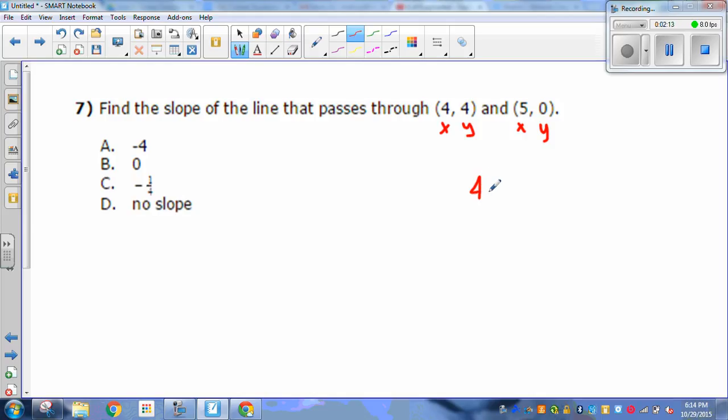4 minus 0. 4 minus 0 is 4. Let's take the difference of the x's. 4 and 5, going in the same order. 4 minus 5 is actually a -1, and if you divide these, you will get -4. And I didn't have to graph at all. I get the same answer. A, -4 is the correct answer.